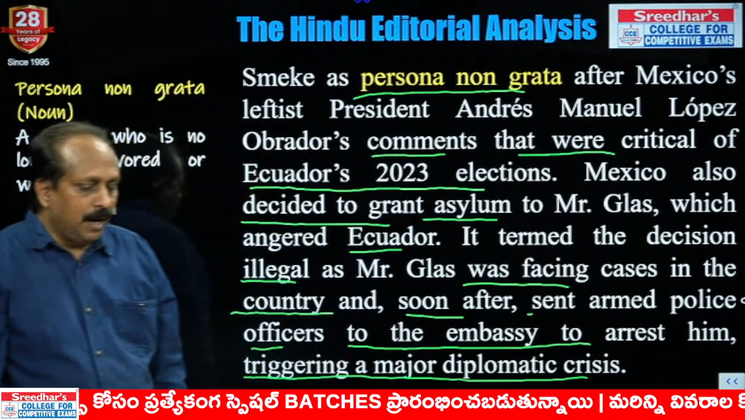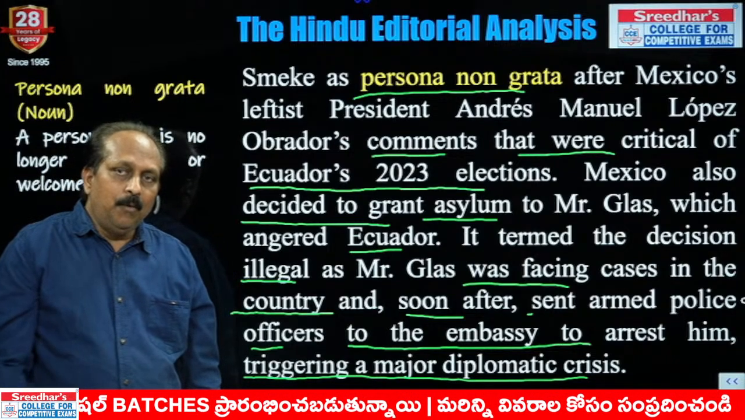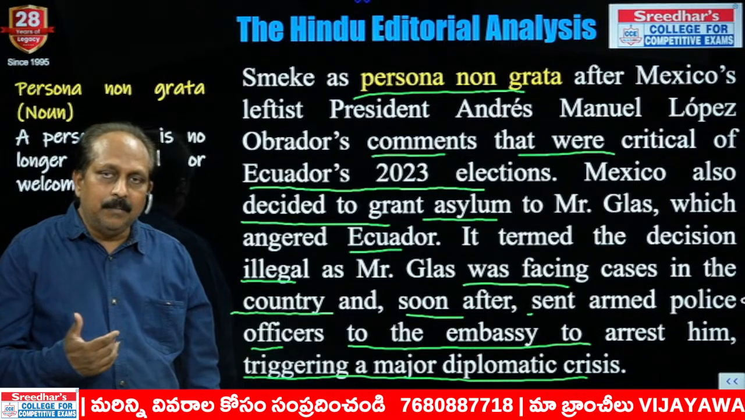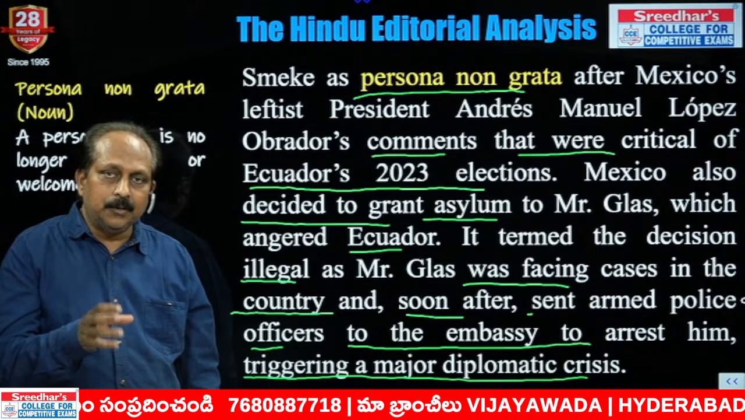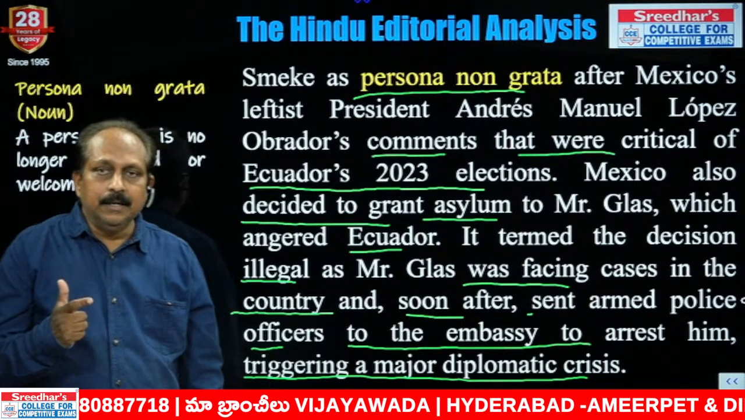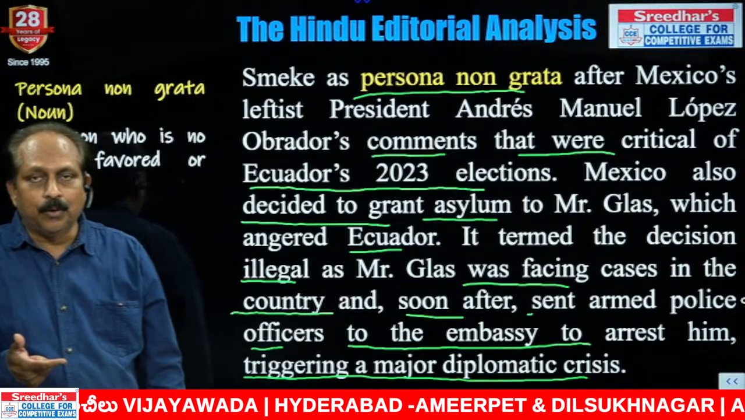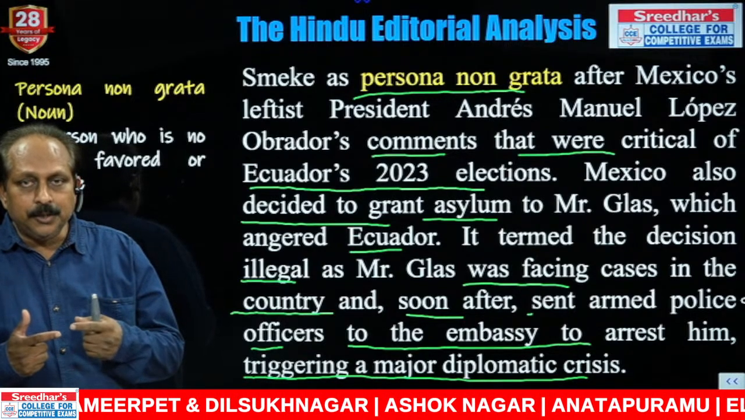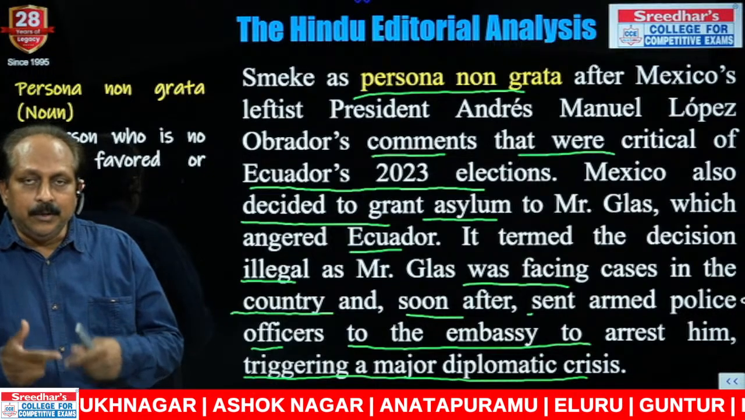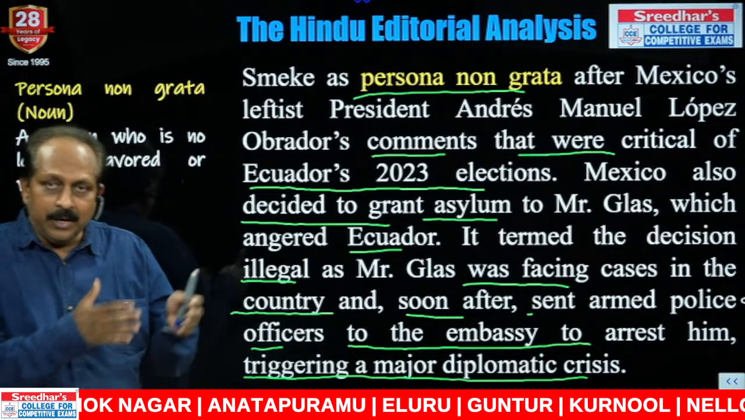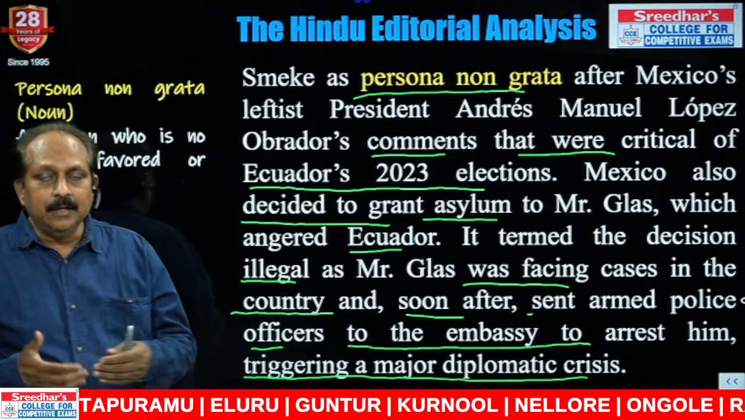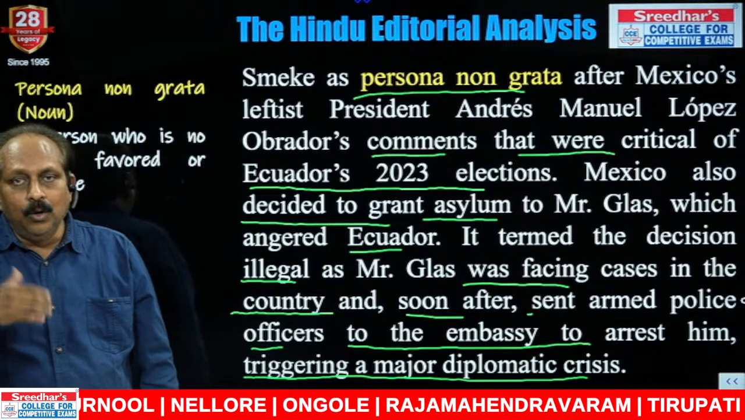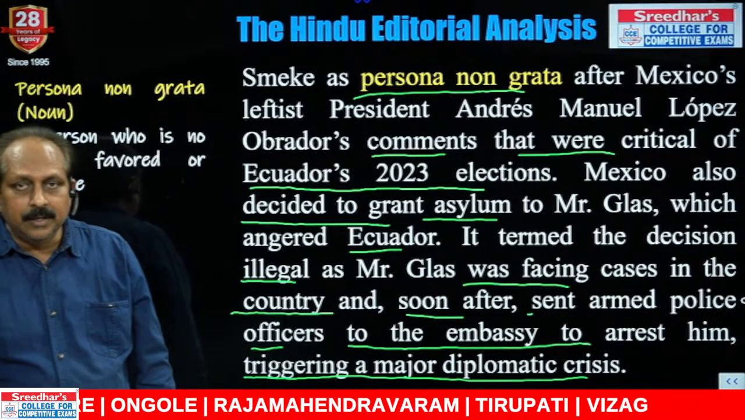To present the whole thing in a nutshell, the former vice president, Mexico, in a way, initiated, we can say, the president passed critical comments related to elections conducted in 2023 in Ecuador, one thing. Second, Mexico decided to provide shelter to the former vice president who has been facing charges. And these two things triggered Ecuador. And subsequent to that, Ecuador sent the police forces to arrest this man, the former vice president, and they sent the police forces to the Mexican embassy in Quito, Ecuador. That goes against the Vienna Convention, which has triggered the diplomatic tensions.